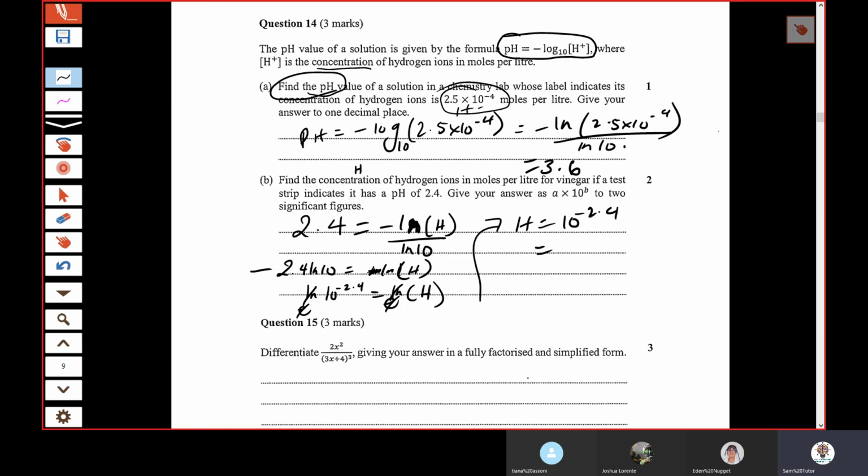Plug that into your calculator. It tells you how they want to see it. They want to see it as 8 times 10 to the power of something to 2 sig figs. So the 8 changes, the 9 becomes a 4. So that becomes 4.0 times 10 to the power of negative 3. Just remember your scientific notation and significant figures.